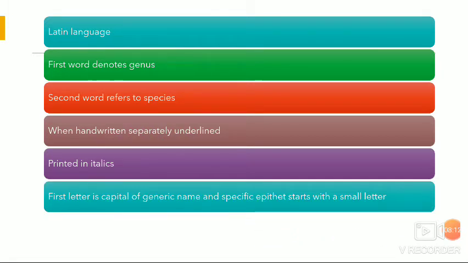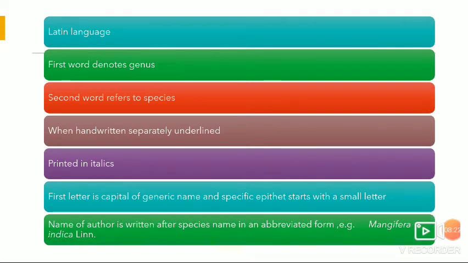And then the first letter of the generic name is capital and the specific epithet starts with a small letter. Then the name of the author is written after the species name in an abbreviated form, as Mangifera indica Linn. So this is the right way to write the name of an organism, and many questions are asked on this basis. Then comes taxonomy. What is taxonomy?